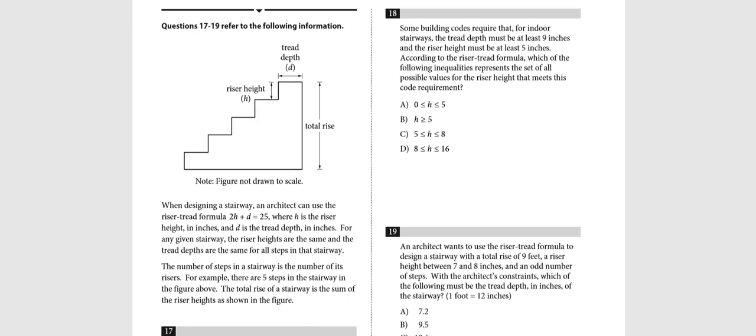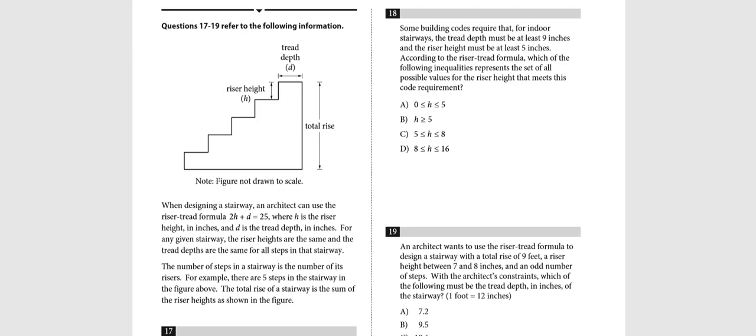An architect can use the riser tread formula 2h plus d equals 25, where h is the riser height in inches and d is the tread depth in inches. For any given stairway, the riser heights are the same and the tread depths are the same. We really hope so. That's true. The number of steps in a stairway is the number of its risers. Okay, so the number of risers is the number of steps that you have.